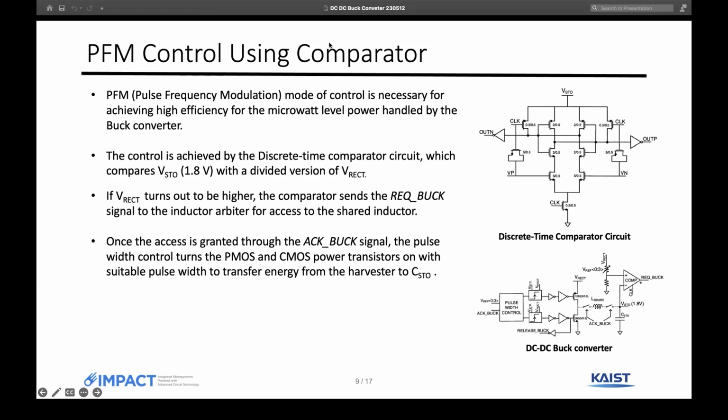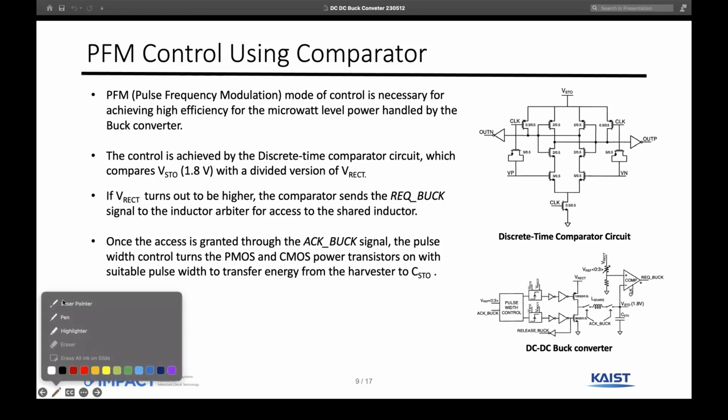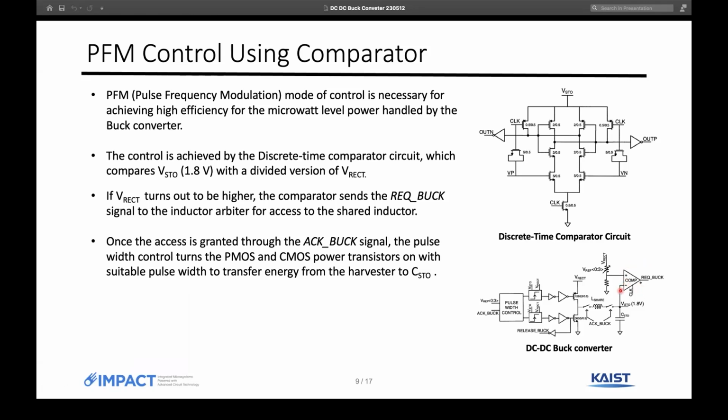So what's the use of the comparator in this circuit? PFM, pulse frequency modulation mode of control, is necessary for achieving high efficiency for the really small microwatt level of power that is handled by this buck converter. And this PFM control is obtained by this comparator that we can see right here.